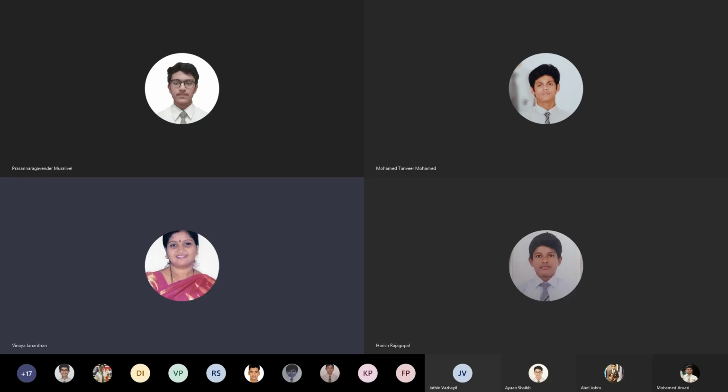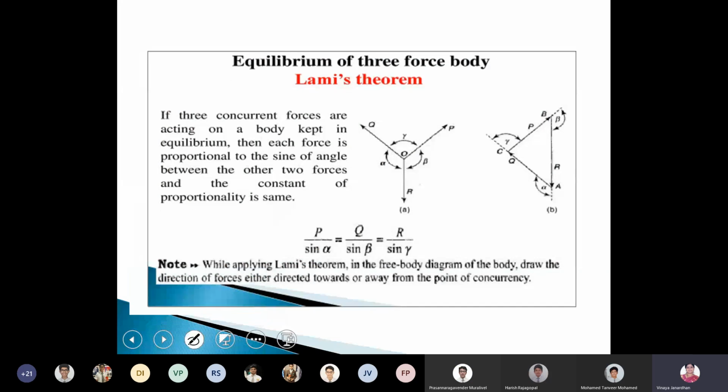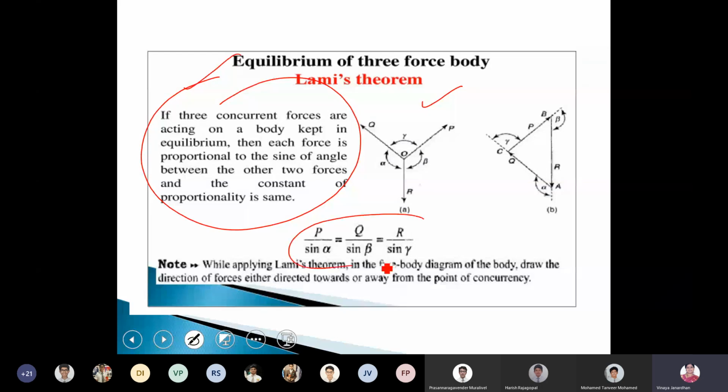You need to copy. No need for the other diagram, because the syllabus only pertains to this diagram, the statement, and the expression. No need for this and no need for this.